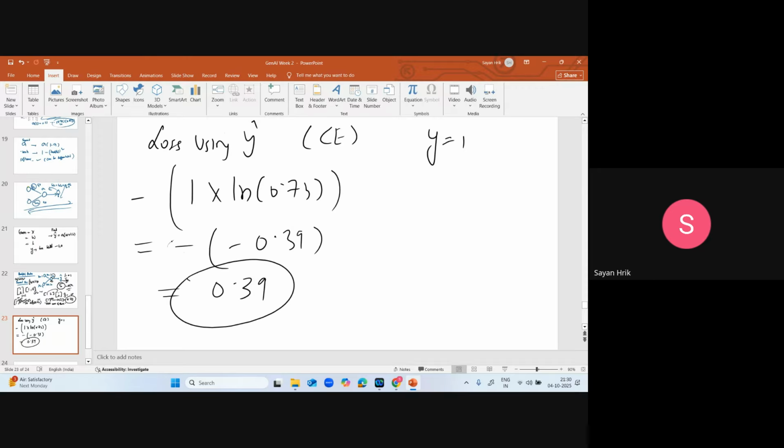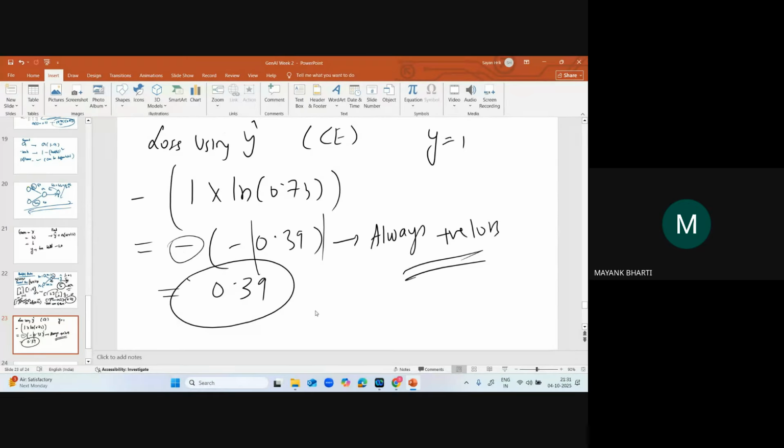You can ignore all this. Whatever value you get, you just take the value and ignore the sign. It's always going to be positive. So it's 0.39, not 0.31. This is the loss. The idea is once you calculate the y hat, you can simply do minus ln y hat and you can get the loss straight away. Just use the calculator, calculate the ln value, and that gives you the loss function. Clear, right? Any question on this?